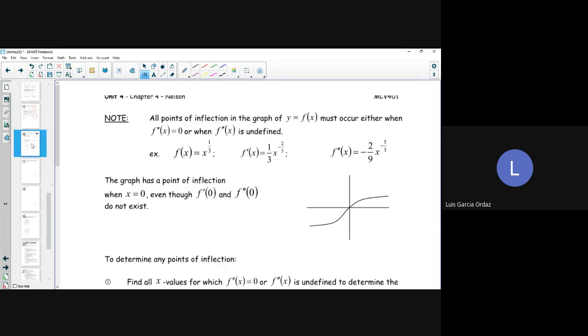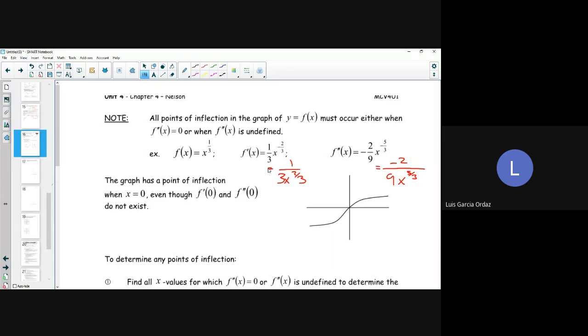So now note that all points of inflection on the graph y is equal to f of x must occur either when the second derivative of f of x is equal to 0, or when the double derivative of f of x is undefined. So for example, we have f of x is equal to x to the 1 over 3. The derivative is 1 over 3 times x to the negative 2 over 3, which can be written as 1 over 3x to the 2 over 3. And then my second derivative is negative 2 over 9 x to the negative 5 over 3, which is the same thing as saying negative 2 over 9x to the power of 5 over 3.